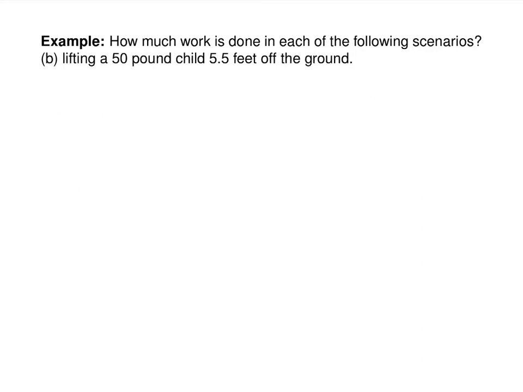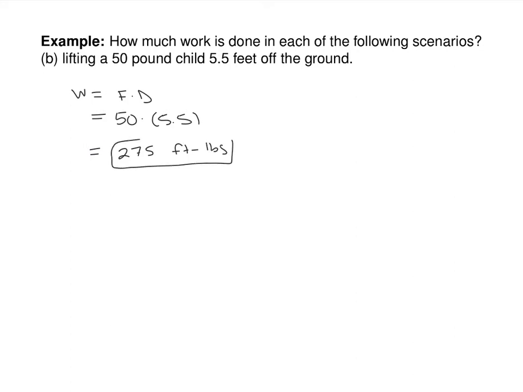How much work is done lifting a 50-pound child 5.5 feet off the ground? So work is force times distance. The force is 50 pounds, 5.5 feet. So that will be 275 foot-pounds.